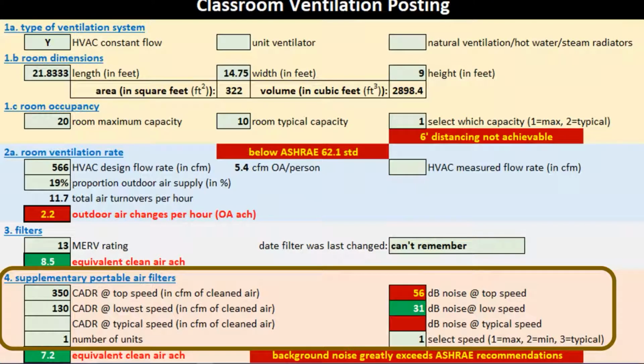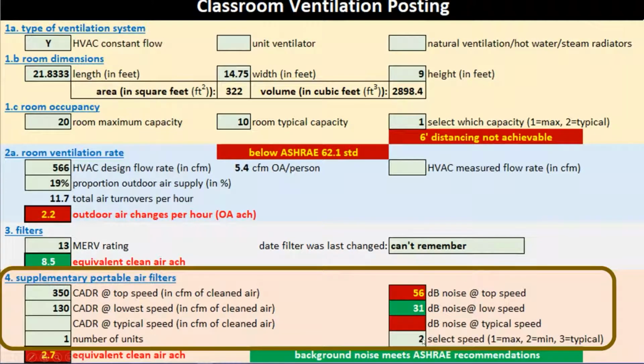Yellow may be tolerable, but if you're doing a test, you don't want a lot of this noise distracting people, or, if you're talking, interfering with speech. So you can also change the number of units so you can see at what level you want to run these. If I run them at the slower speed, I get obviously less cleaning, and I may need more units.